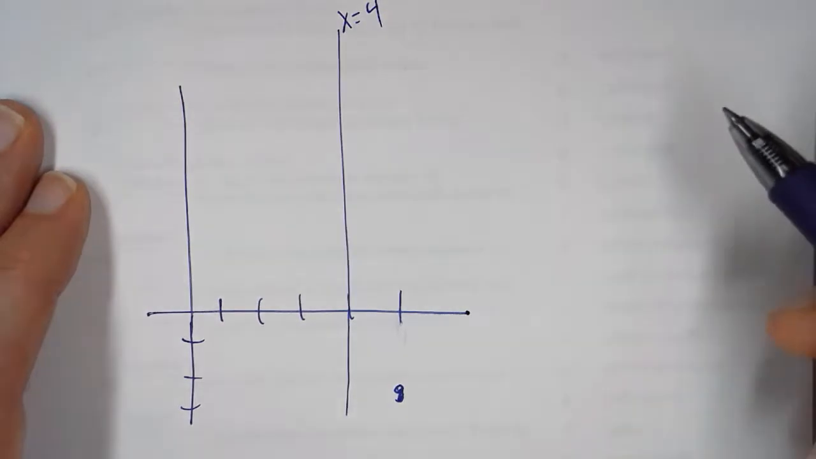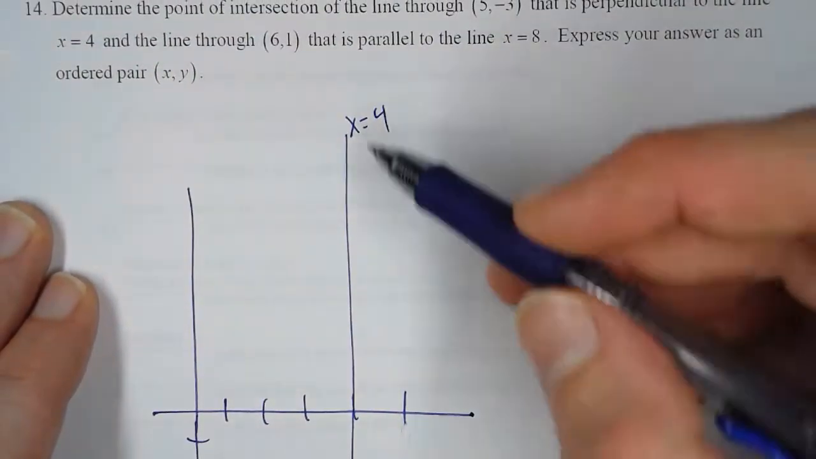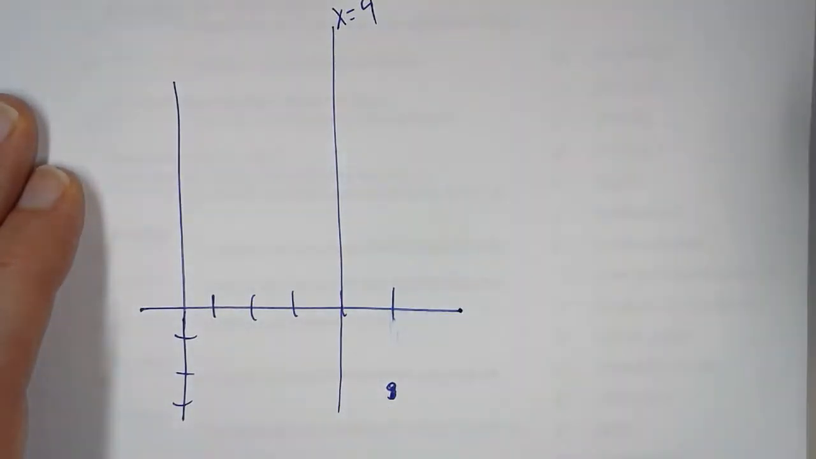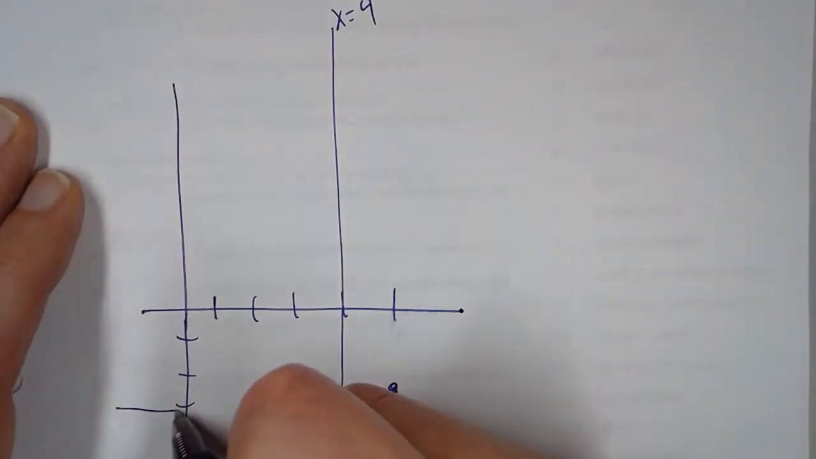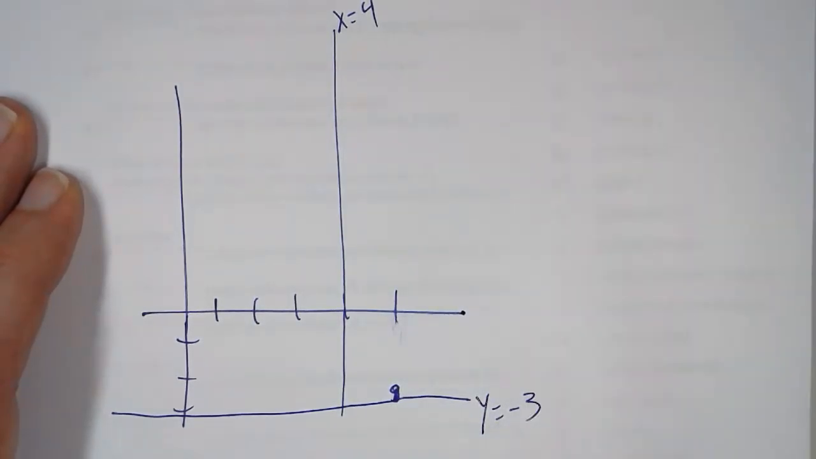x equals 4. But this is not the line we're talking about. We want the line that goes through this point and is perpendicular to x equals 4. Well, this is going to be a horizontal line, y equals -3.